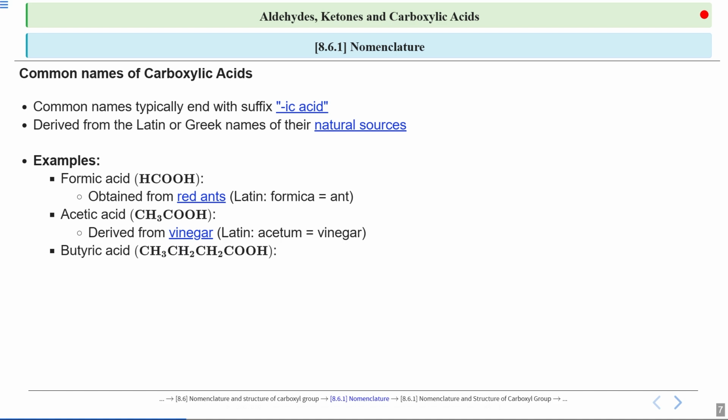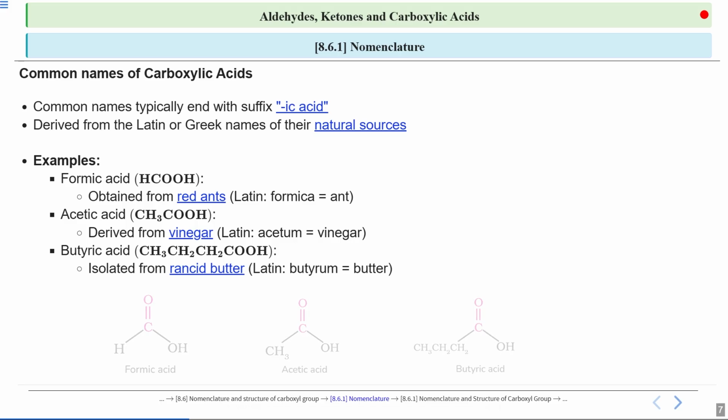Next example is butyric acid. If you look at the formula, then you have CH3, CH2, CH2, COOH. This is butyric acid. And butyric acid is isolated from rancid butter. Its name comes from the Latin word butyrum, and butyrum means butter. So this is another example of how the source influences the name.